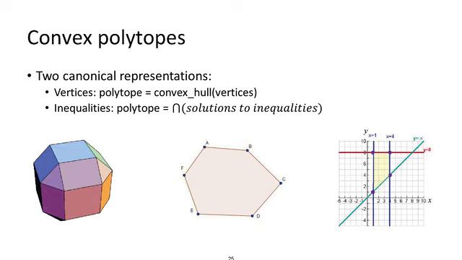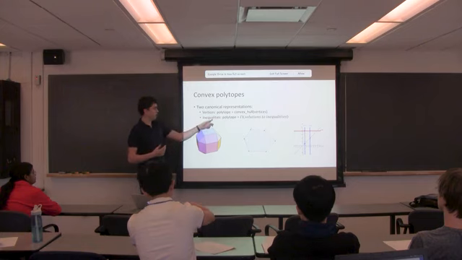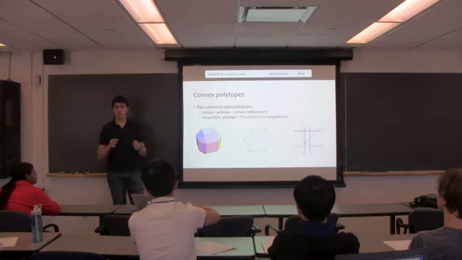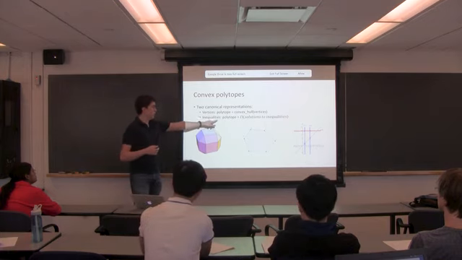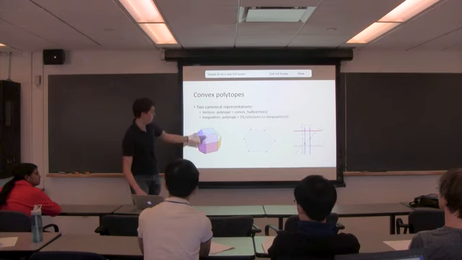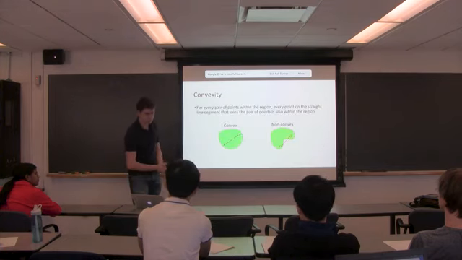Okay, and each of these representations has an advantage over the other. Vertices are good to test for emptiness, because if our set of vertices is empty, then our convex polytope is going to be empty. These inequalities are very useful for testing membership, because for any point we can just plug it into every inequality, and if it's true for every inequality, then it is in the polytope.